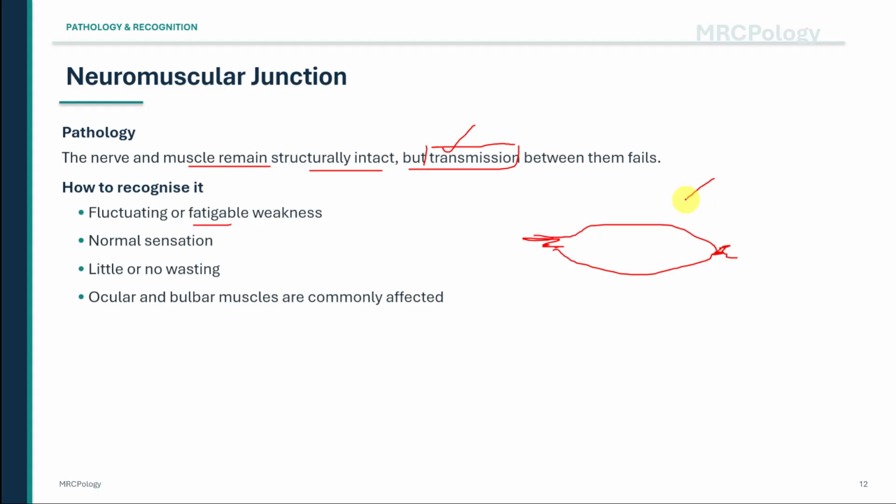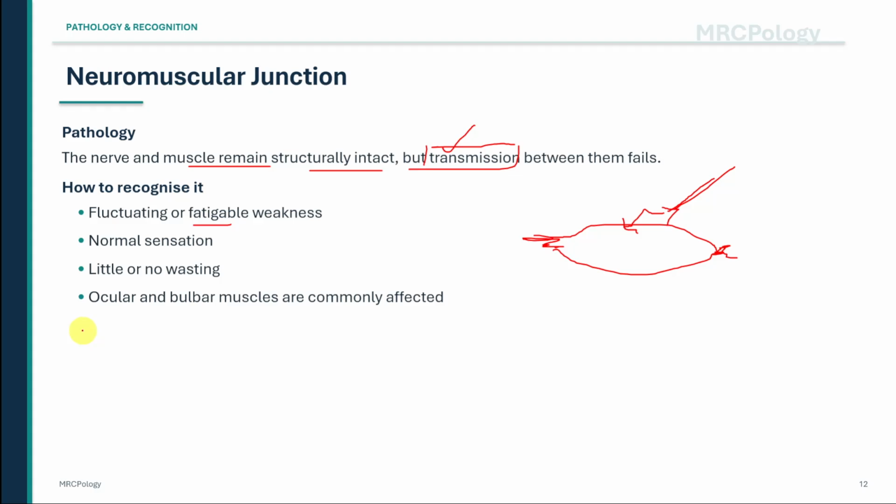Ocular and bulbar muscles are commonly affected. The patient may present with ptosis, diplopia, dysarthria, dysphagia, nasal speech, or fatigable limb weakness. Reflexes help with localization. They are usually preserved in myasthenia gravis, but may be reduced in Lambert-Eaton syndrome.